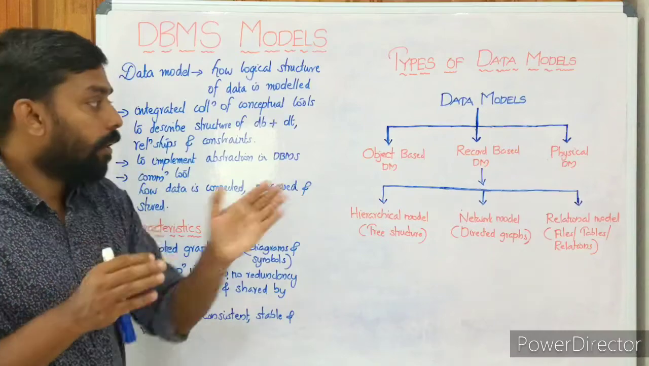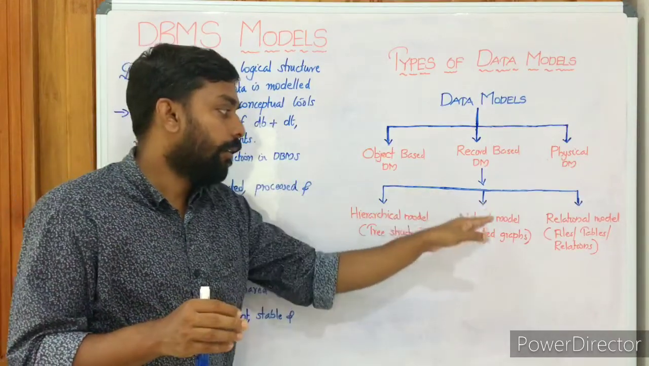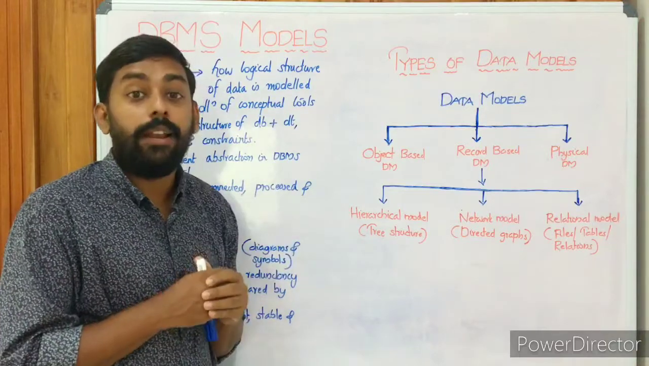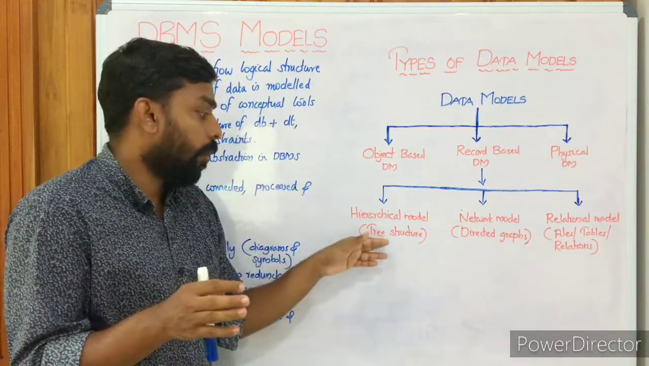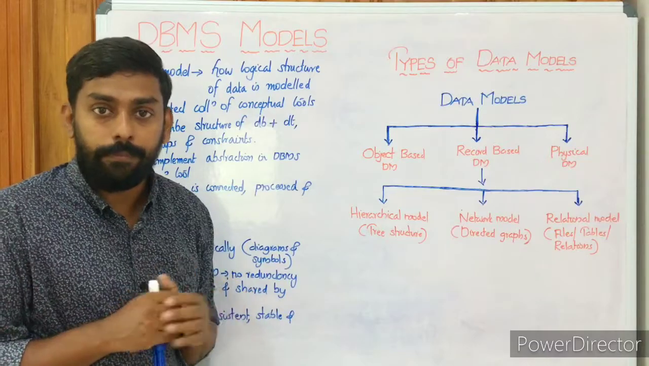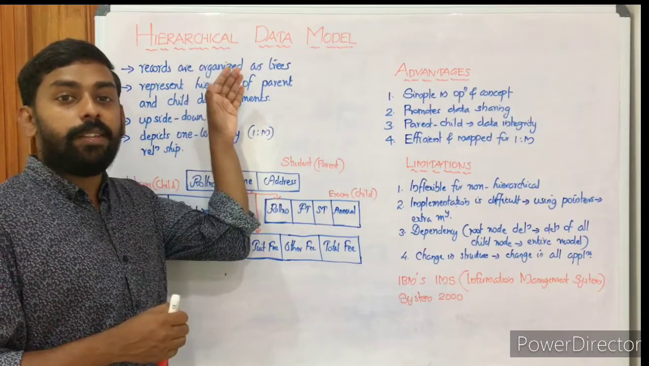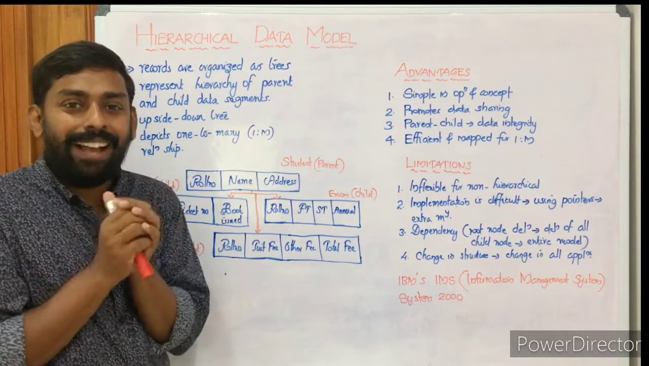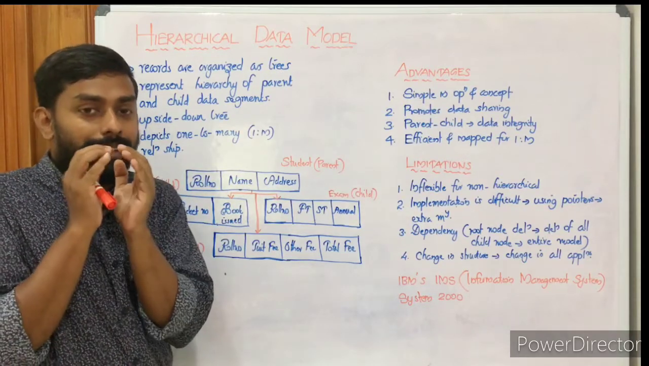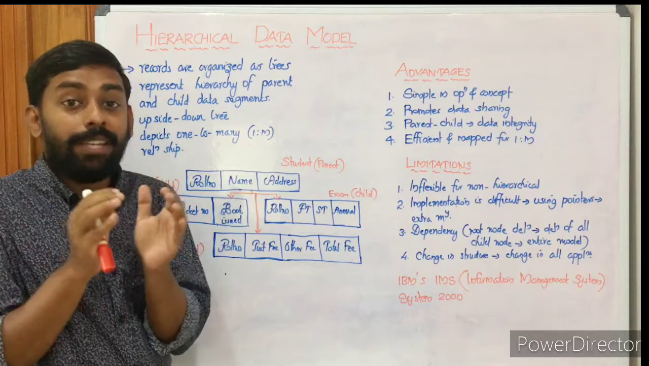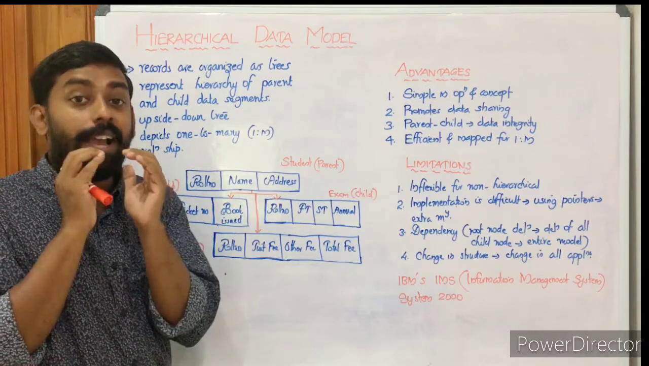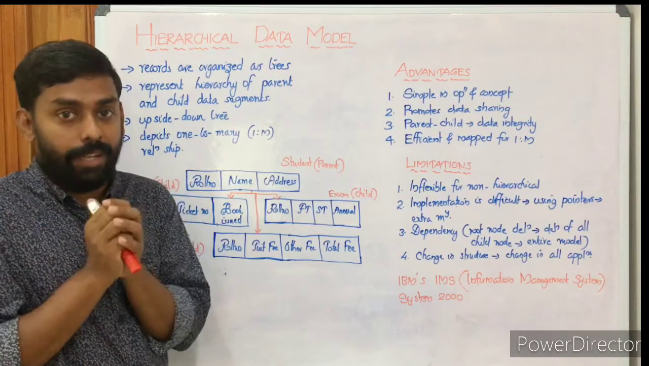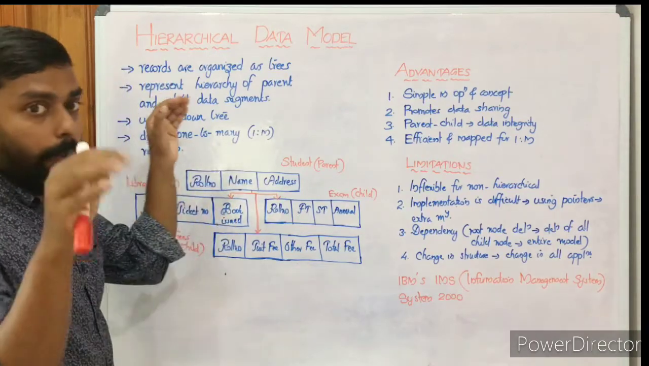Now we are going to look at hierarchical, network and relational in detail. So we can start with the hierarchical data model. As I've told you, it follows a tree structure. Here is our first data model, the hierarchical data model. When you look at the hierarchical data model, the term that comes to your mind must be tree-like structure, right? It means the hierarchical data model follows a tree-like structure, like an upside down tree. Okay, we can look at the points.